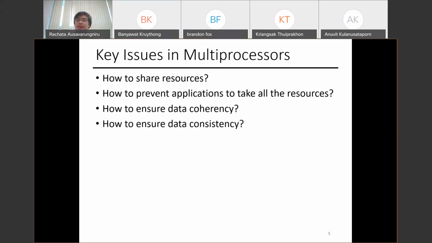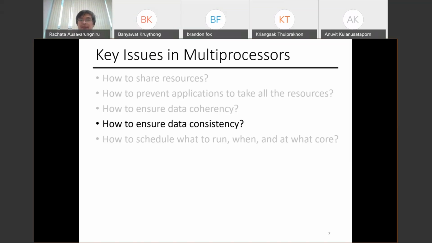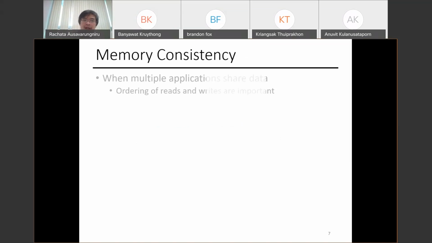What we are going to cover today is how to ensure data consistency. And if you take the OS class, it's more about, okay, you have multiple processors, multiple tasks. How can you map what to run at any given point in time? And so, as I said, we talk about consistency.